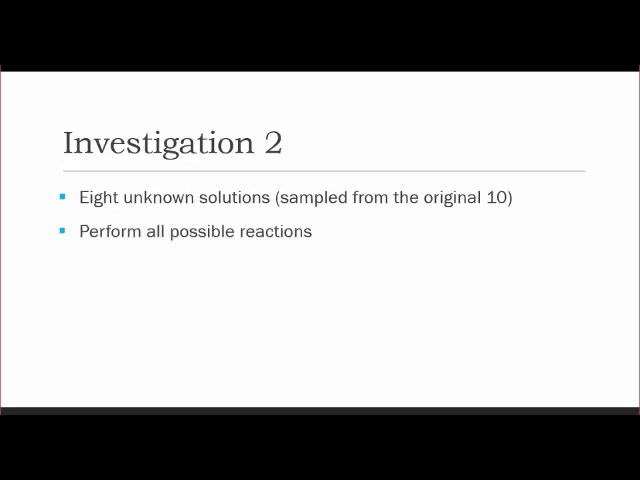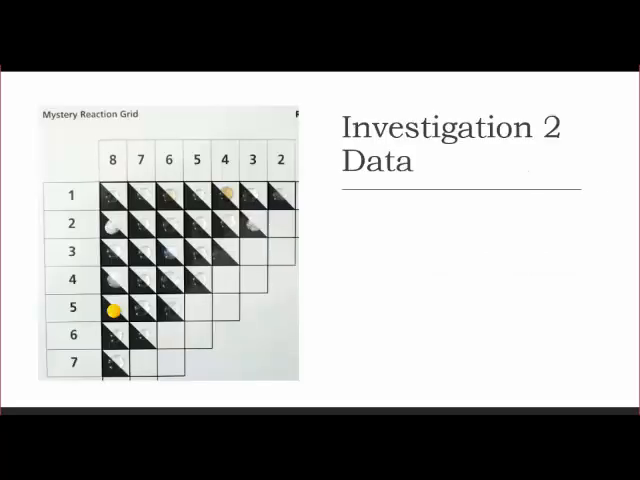Then you're going to move on to investigation 2. This is when you're going to see these mystery chemicals come into play. So we're going to use 8 unknown solutions, and they are 8 from the original 10. So they are 8 that you know, but you don't know which 8 are being used. Once again, we're going to perform all of the possible reactions between the solutions and again record that data and use the patterns in that data to try to determine which compound each solution was. That's the mystery, right?